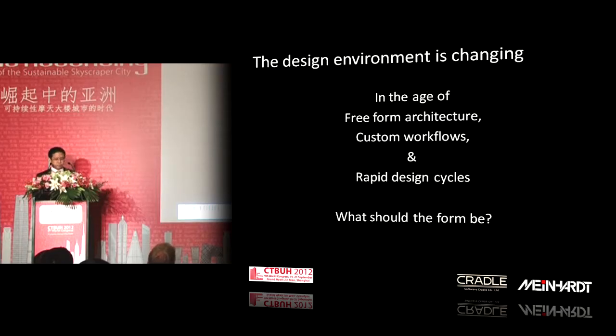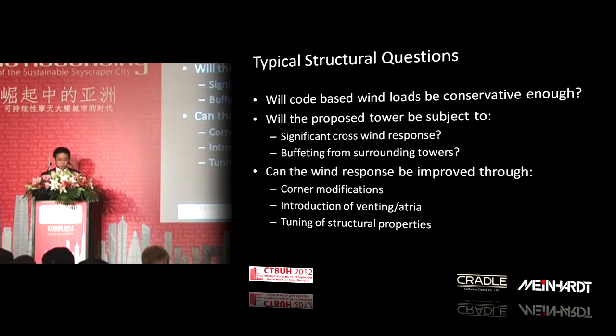Okay, so in the age of freeform architecture, the geometries get more complicated. We can lay on pretty much custom workflows with very low cost tools, open source tools, and design cycles. The question in my mind was, what should the form be? So from the structural perspective, when we start our project, these are typical questions. And I'm sure many of you in the room have worked on many high-rise buildings, and you send your building off to the wind tunnel, and you hope most of the time that the loads you've assumed are going to be conservative enough. If not, you have to go through that painful process with the design team of saying, you didn't guess quite right.